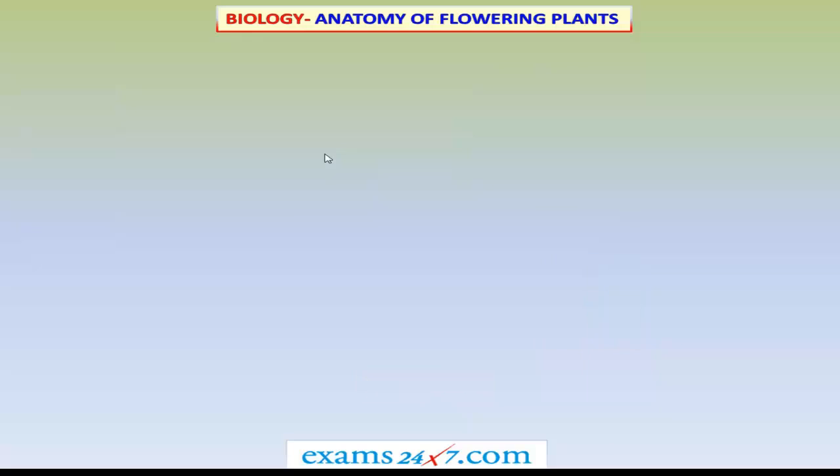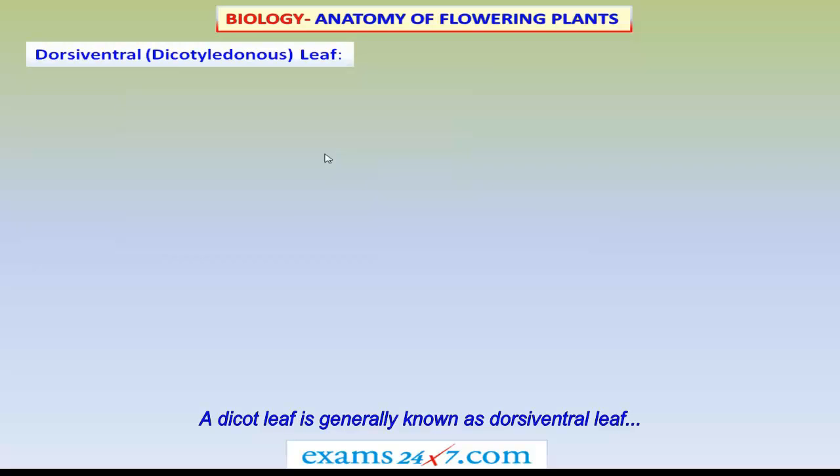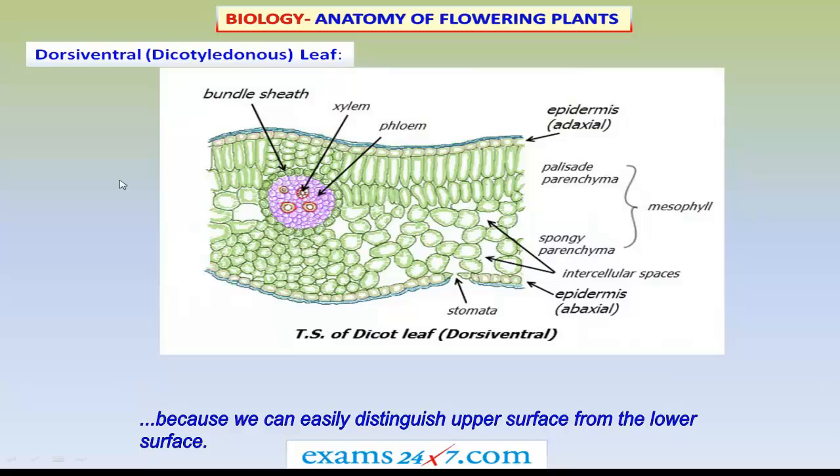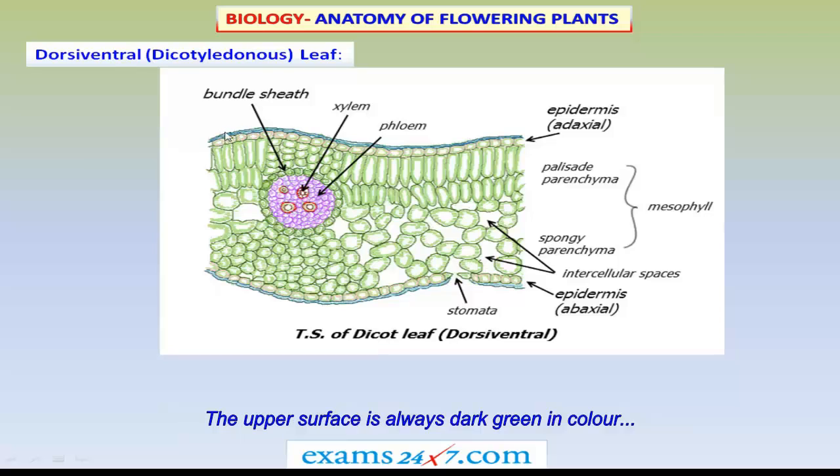Let us now see how these monocot and dicot leaves are organized. A dicot leaf is generally known as a dorsiventral leaf because when we look at a dicot leaf, we can easily distinguish an upper surface from the lower surface. The upper surface is always dark green in color, whereas the lower surface is light green in color. Hence, it is called dorsiventral.